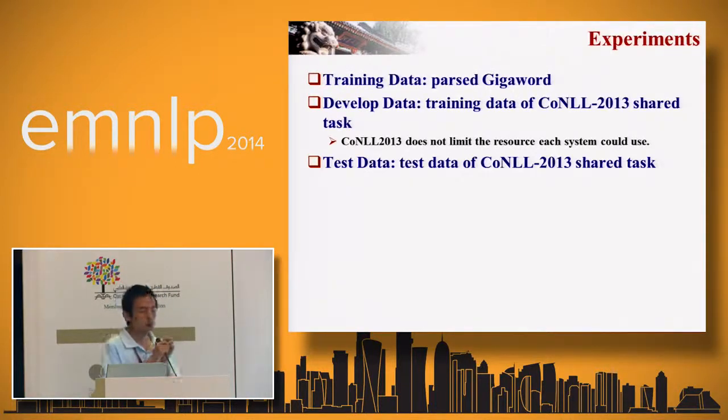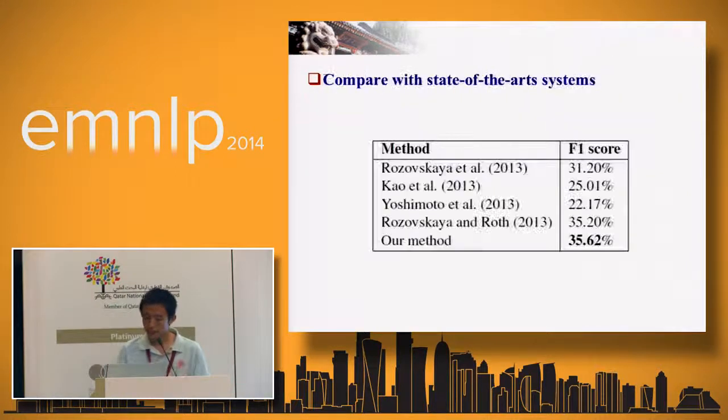So about experiments, if we want to train a reasonable language model, we should use the Google Gigaword. In our system, we use the Gigaword. And for development we use the training data given by the CoNLL 2013 shared task. In fact, the shared task does not limit the resources each system could use, and they provide a limited number of training data to tune the parameters. And the test data we use is just the test data in this shared task.